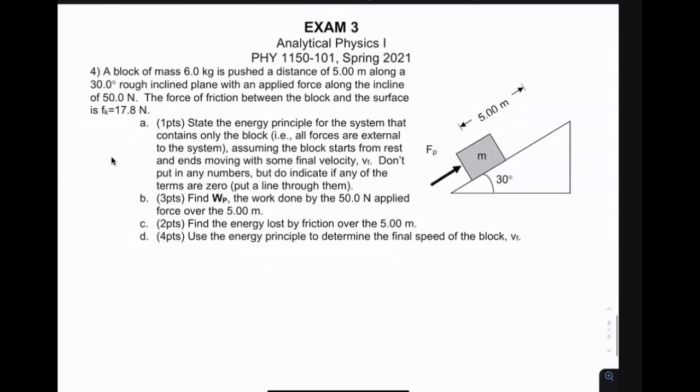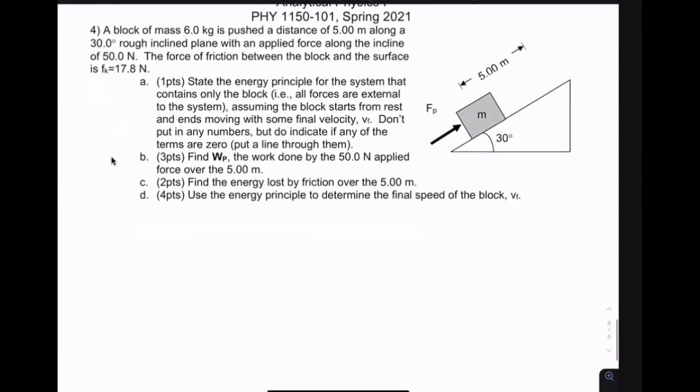Okay, so here we have, if I were to draw a system, the only object in our system is the block. The earth is out of our system. The friction force is out of our system. And the external agent, F sub p, is out of our system.